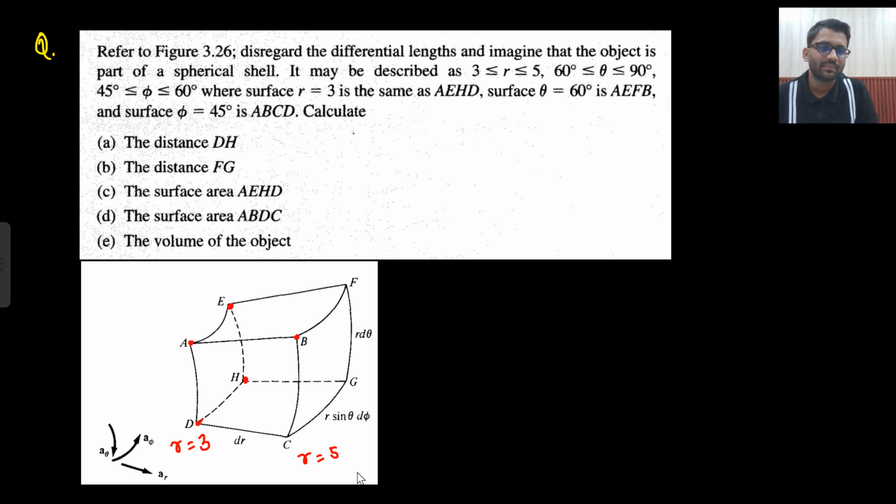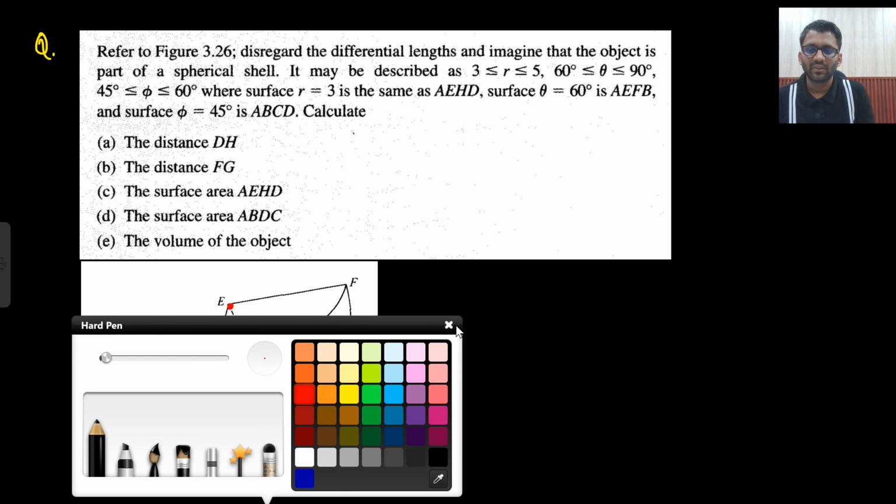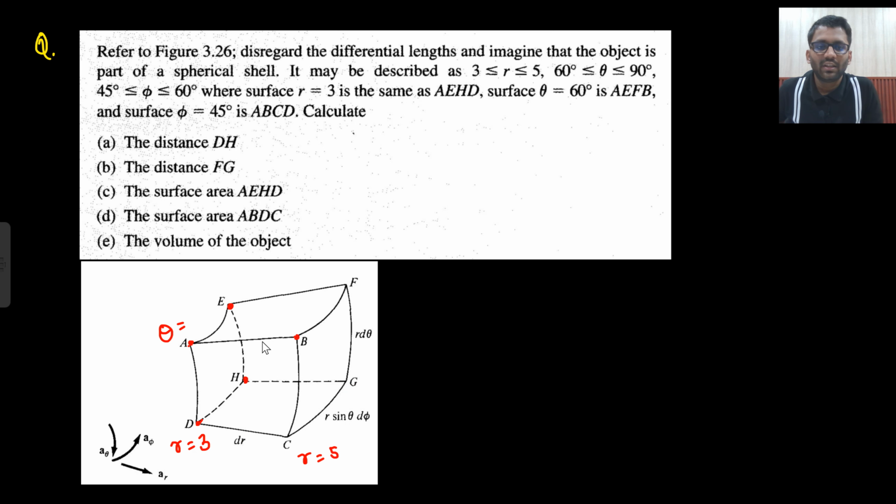What do you think? What about theta? This will have less theta value or this will have less theta value? Theta is the angle measured from z axis, right? So one point is here, that is A, another point is downward, that is B. So this will be 60 and the other one will be 90 degree, right? This would have been mentioned as well, that theta is 60 degree for A, E, F, B. For all these points, theta is equals to 60 degree. Then certainly for them it has to be 90 degree, right?